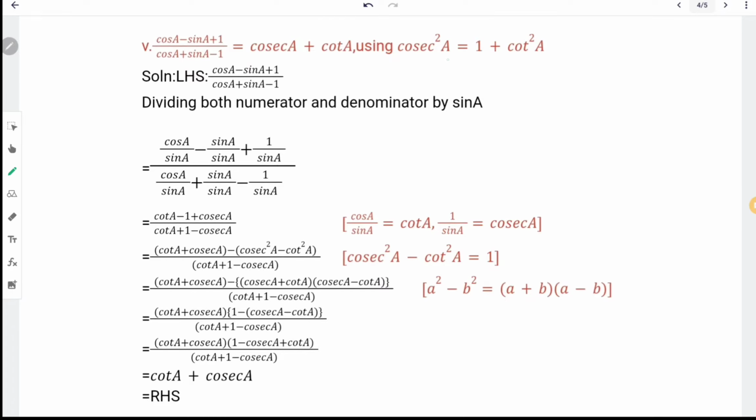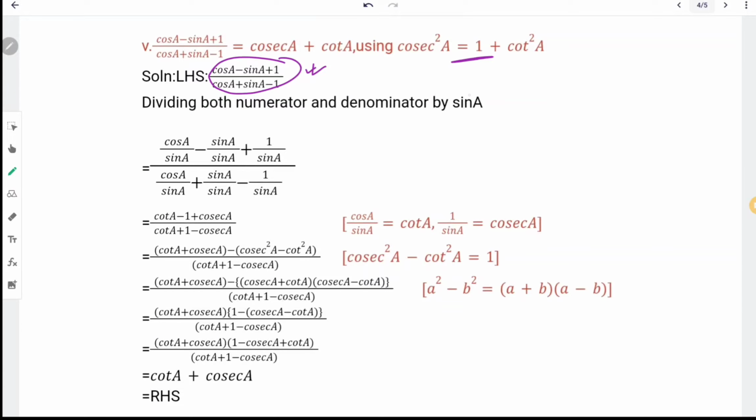So in this Roman number 5, we have to use this formula no matter what. Okay, all right, so now let's look at the left hand side. Left hand side is what? (cos a minus sin a plus 1) divided by (cos a plus sin a minus 1). So remember, the question is asking us to use this formula, right? And if you look here, we can't use it, right? So how do you do it?